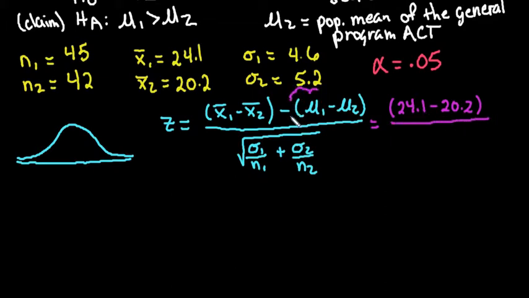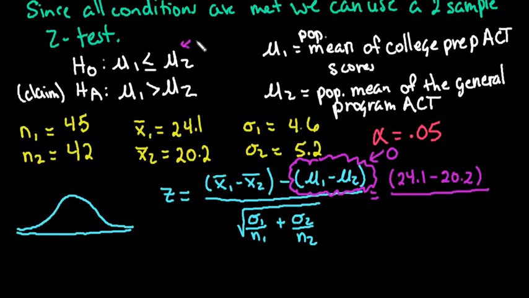This part right here ends up being 0 because we're starting with the fact that there is no difference. So if I rewrote this part as mu1 minus mu2 less than or equal to 0, the 0 came from this part over here. The only time this would be a different number is if you were saying that it's less than 1, or equal to 1 or equal to 2 or something like that. Otherwise you would just put in a 0. All right, so our sigma 1 is 4.6 divided by 45 plus 5.2 divided by our sample of 42.